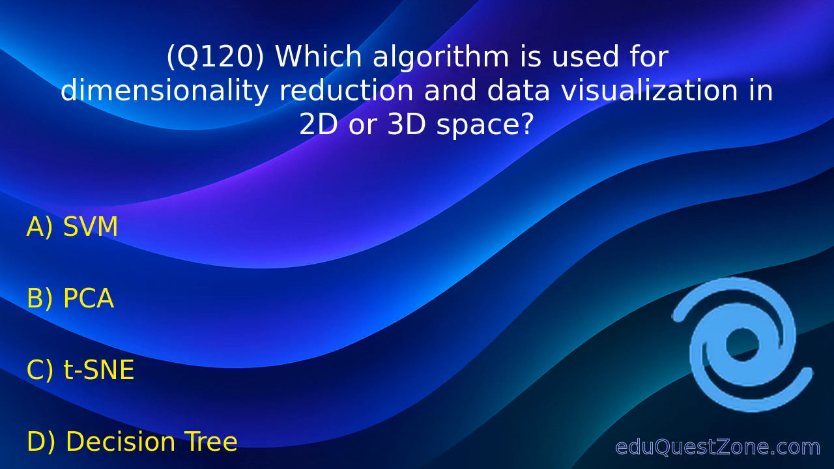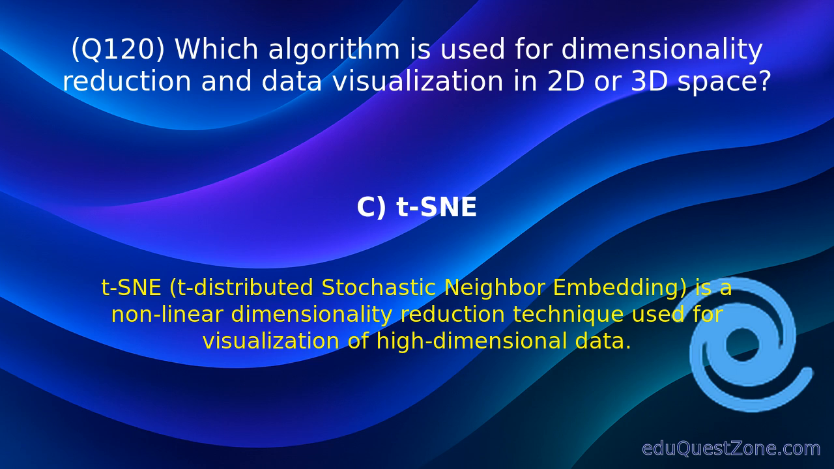Question number 120. Which algorithm is used for dimensionality reduction and data visualization in 2 or 3 dimensional space? Option C. t-SNE. t-SNE is used to visualize high-dimensional data in 2D or 3D form.